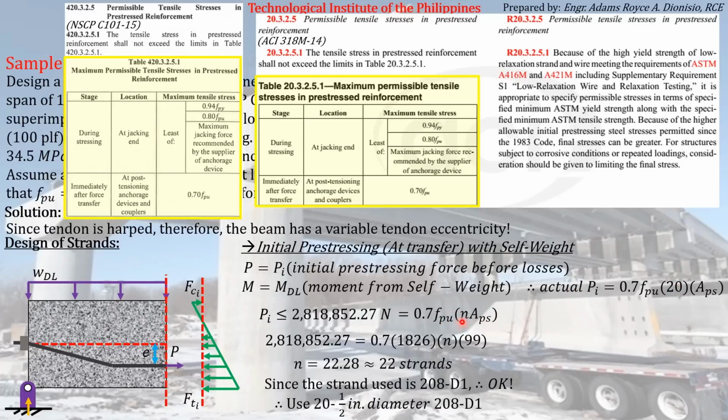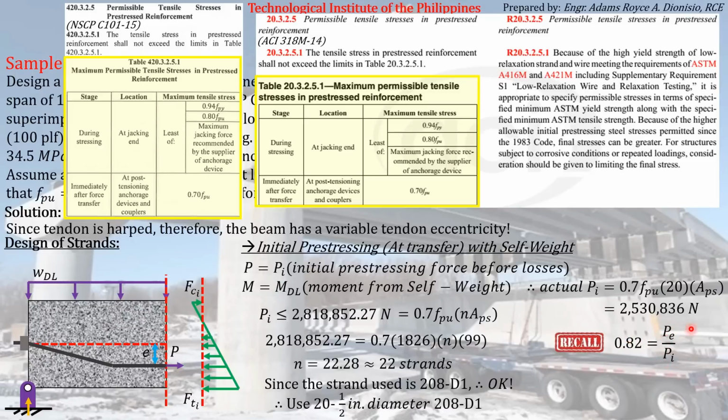So we just have to change the magnitude of n, which will now be equal to 20. Therefore, the actual initial pre-stressing force that will act on this particular section that we are designing will now be equal to 2,530,836 Newton. And if you can recall, we derived a while ago that the ratio of the effective pre-stressing force and the initial pre-stressing force is just equal to 0.82.